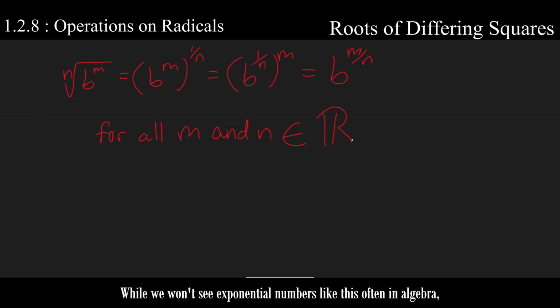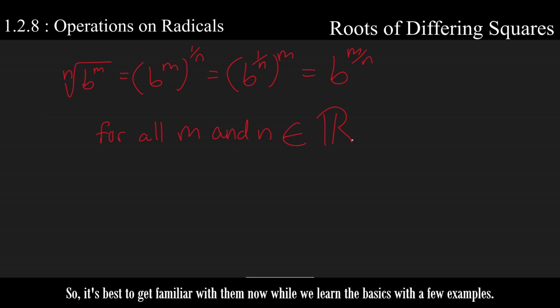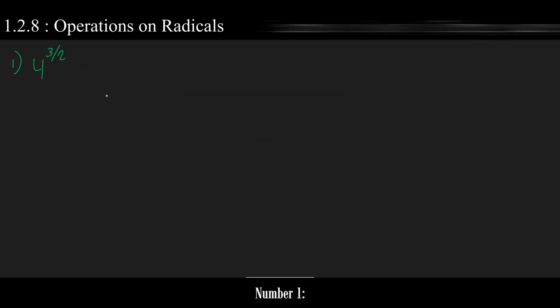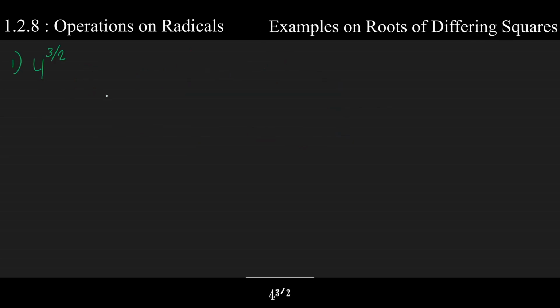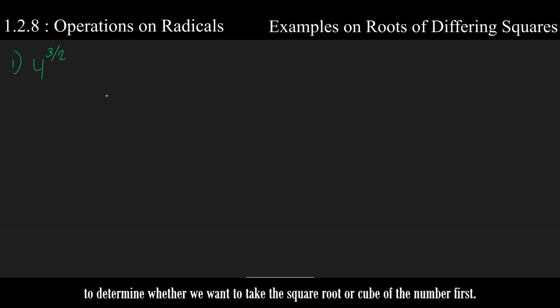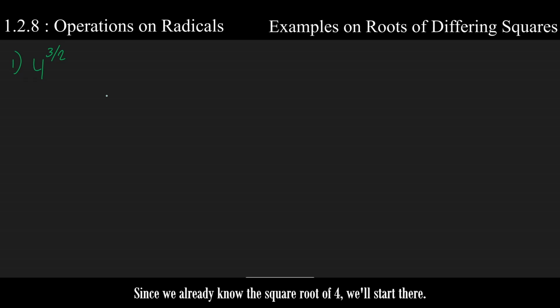This is what we will utilize to make these types of numbers workable. While we won't see exponential numbers like this often in algebra, we will see them constantly in calculus. So it's best to get familiar with them now while we learn the basics with a few examples. Number 1, 4 to the 3/2 power. Beginning in exponential form, we can refer back to the definition to determine whether we want to take the square root or the cube of the number first. Since we already know the square root of 4, we'll start there.